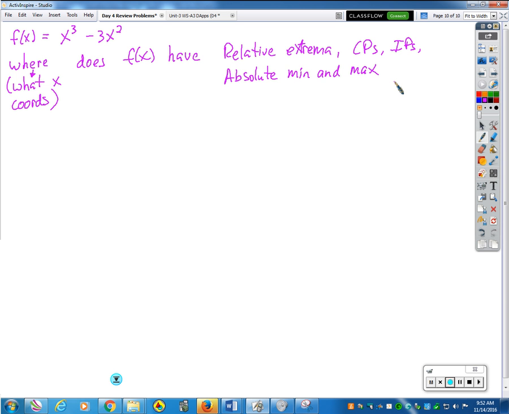Simple example would be this. What if it's an infinite thing? Some people would say the absolute max is infinity. Other people would say there is no absolute max because it just climbs forever. So they don't ever really ask that question on the AP test. Good question. Very good. Anybody else?